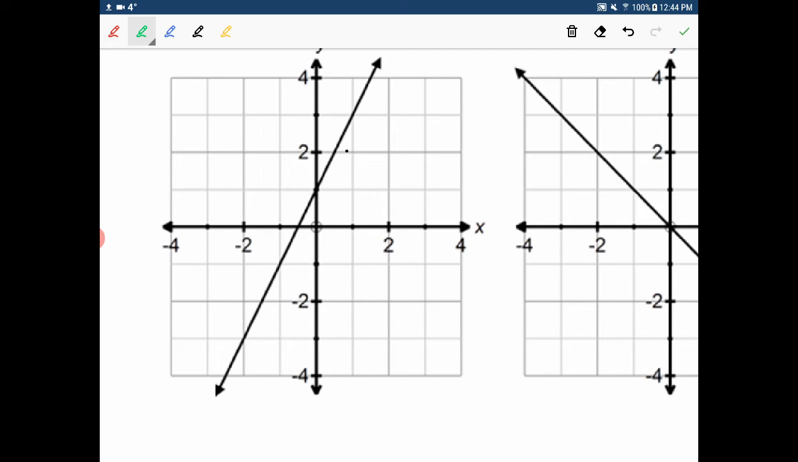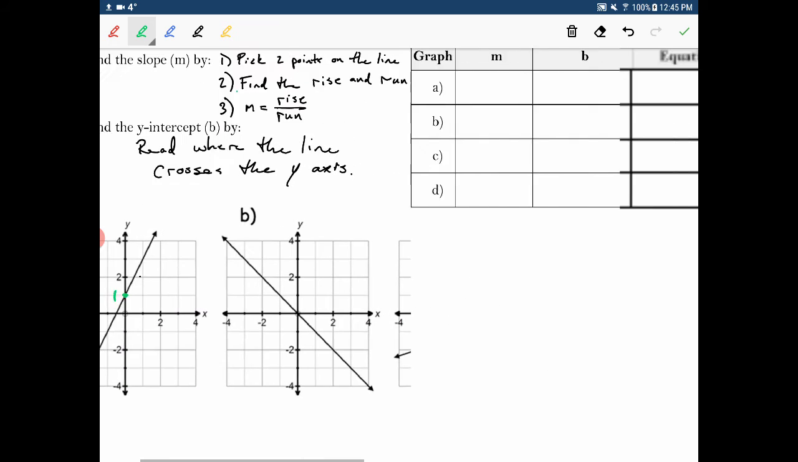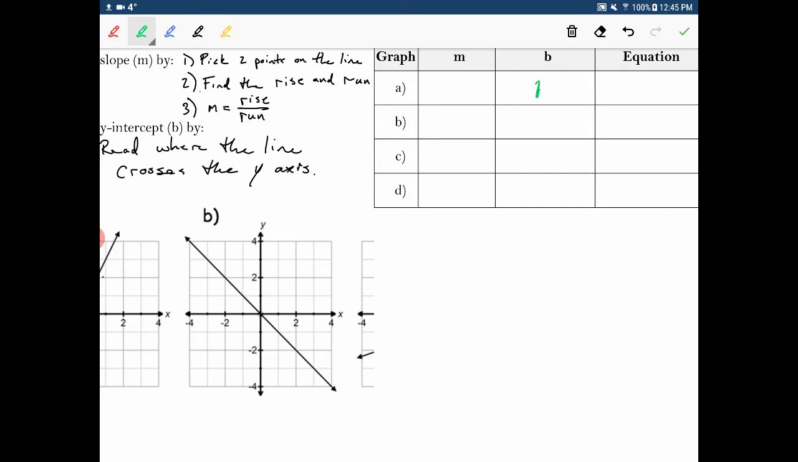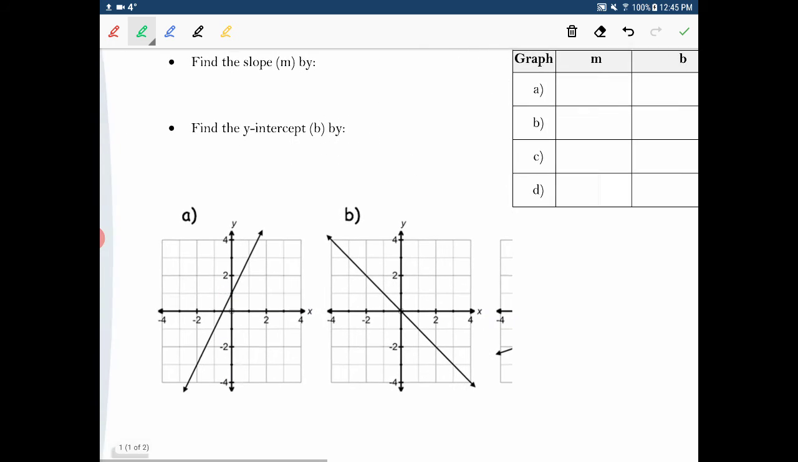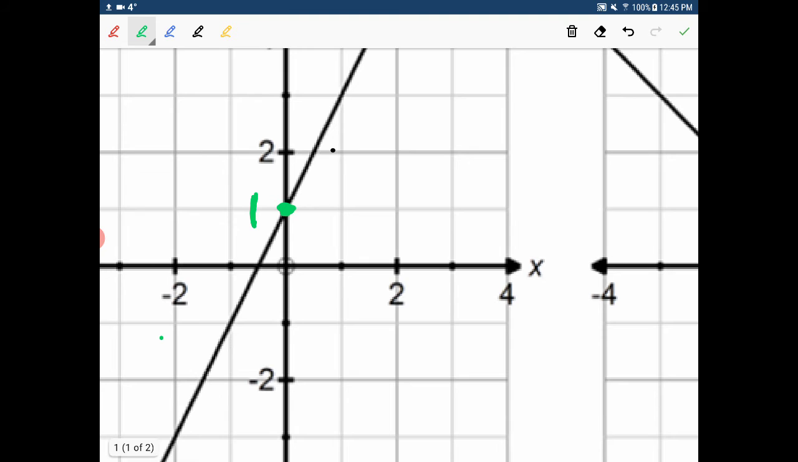We just look at this line and we say, well, we crossed the y-axis right there, okay? So that's going to be a 1. So our b is going to equal 1. So let's just jump over to our chart here. And we have a 1. Now we're going to do our slope, a little bit more difficult.